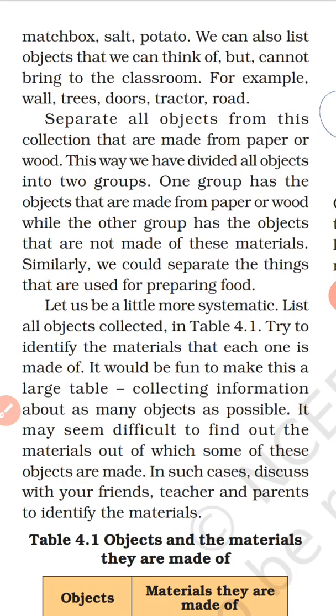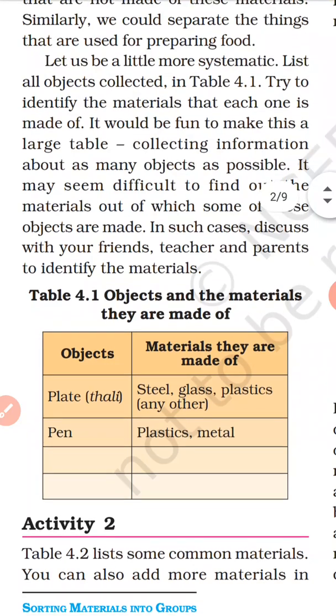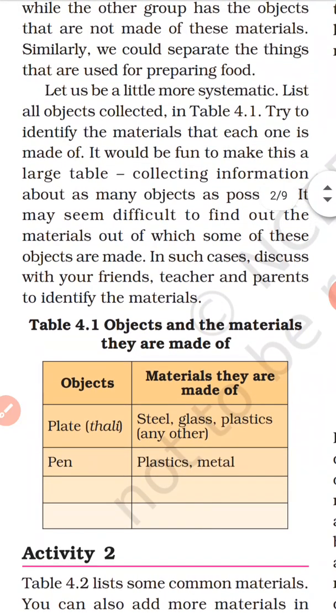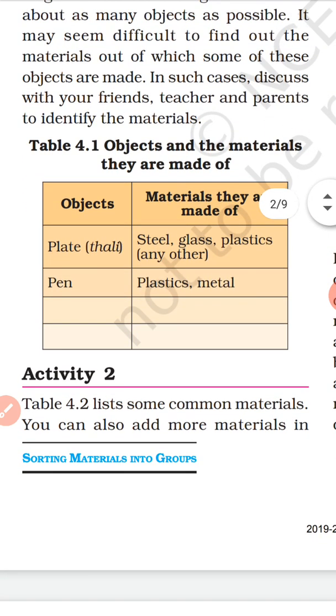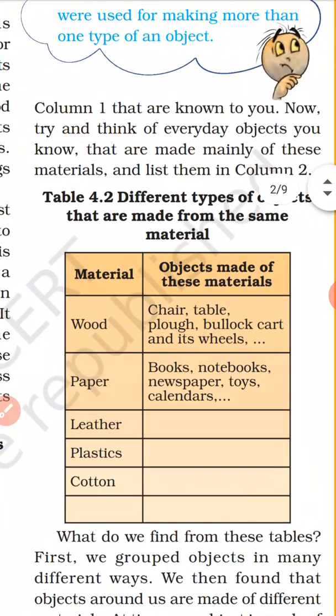So we all know that in the 4.1 table, this one you can see, we have identified the materials. हमें वो materials को identify करना है कि वो कौन से group में जाएगा. It may be difficult to find out, but it would be easier for us afterwards. If you want to discuss it, you can discuss it with your teacher, friends and parents also. Okay. Now we will see activity 2.